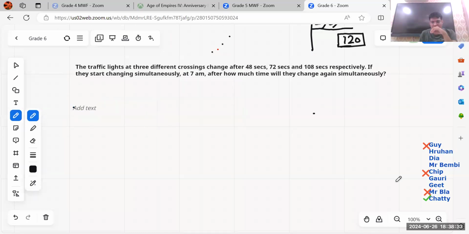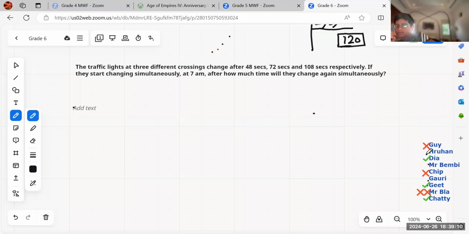Mr. Ba, how can Mr. Ba get it wrong? And guys, you have to do this concept. Yes, sir. Mr. Bla, I can't see you. So Geet, Gauri, Mr. Bambi, Rohan. Mr. Bla, what we have to do in this question? Numbers and give the answer. Sir, not understanding.